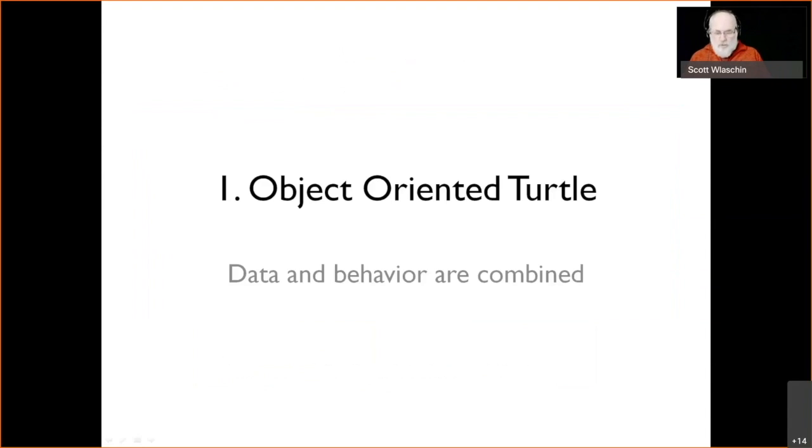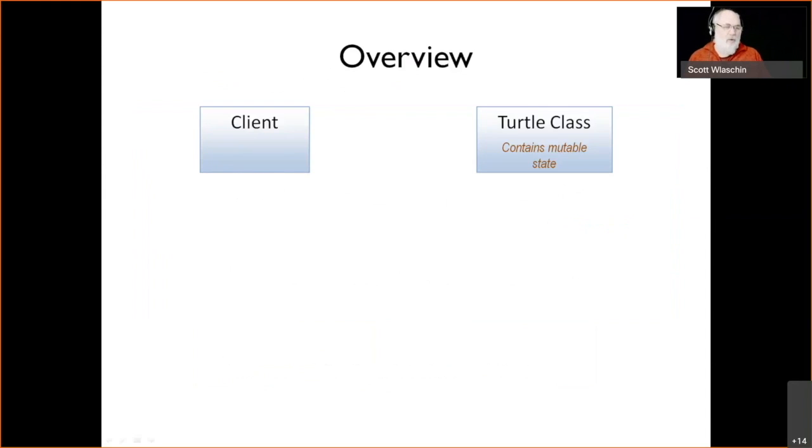So let's start with the object-oriented turtle, the OO turtle, which is also called a tootle. This is how a turtle works in an OO style. We have some sort of client that wants to talk to the turtle, and we have a turtle class. And the turtle class is encapsulated, so the client does not know anything about the internal state of the class. This is classic OO, encapsulated mutable state.